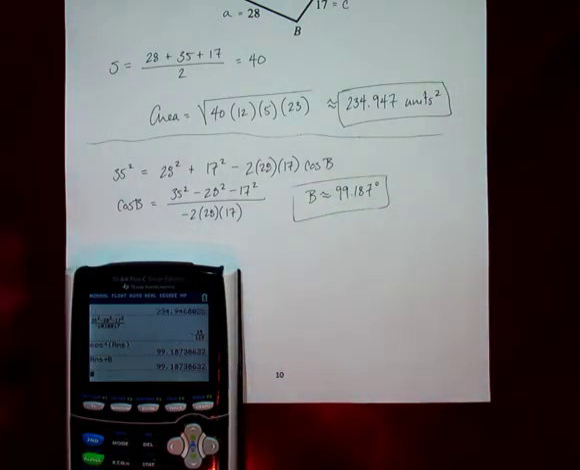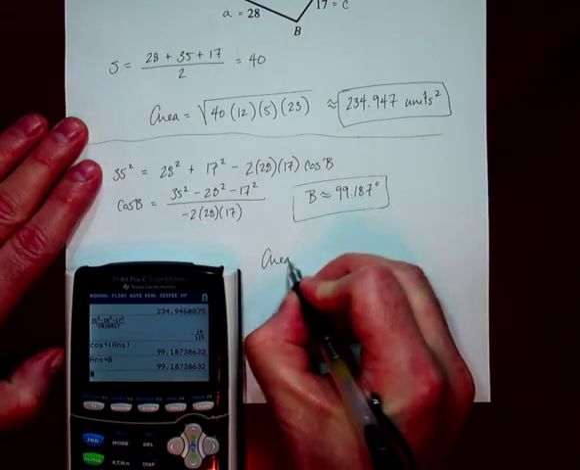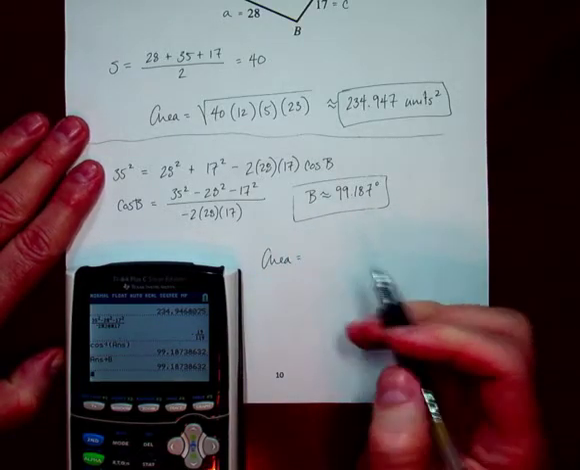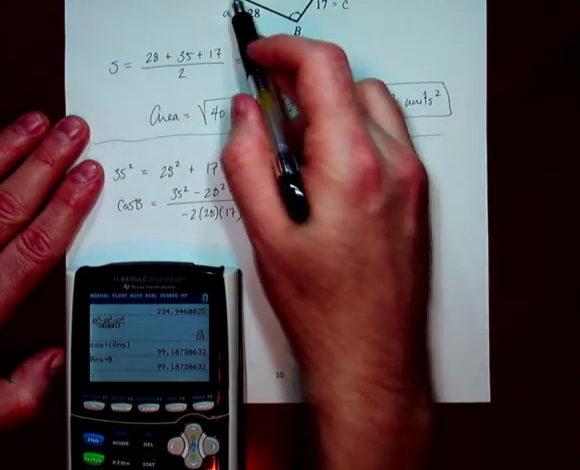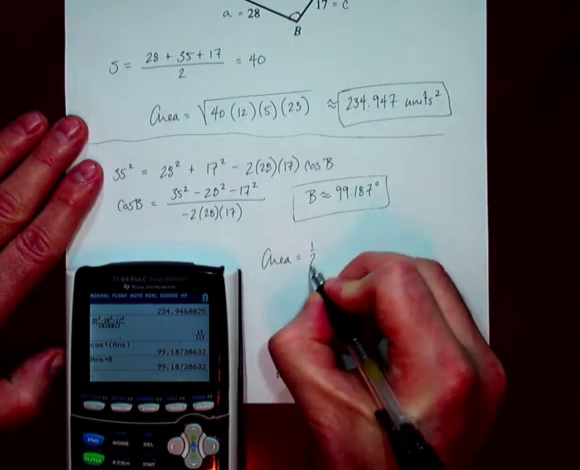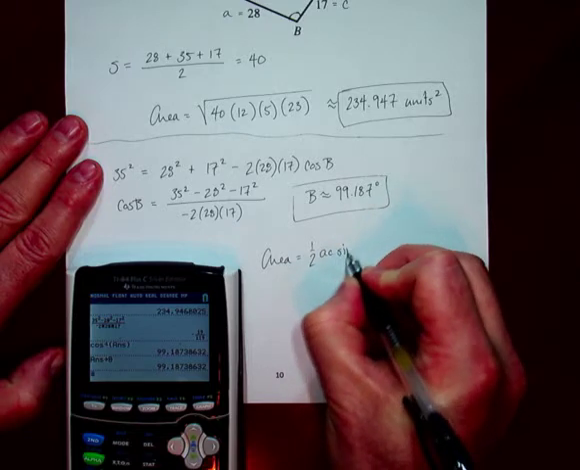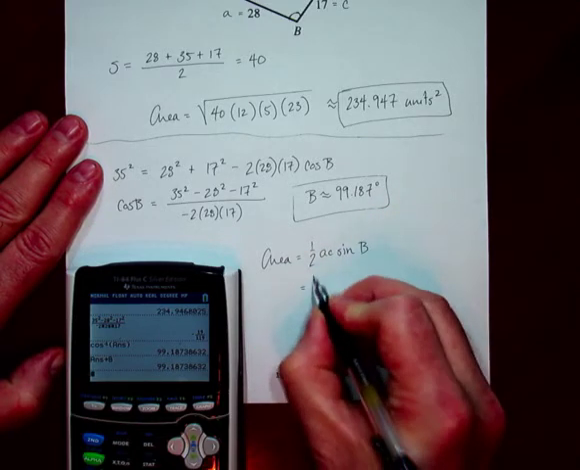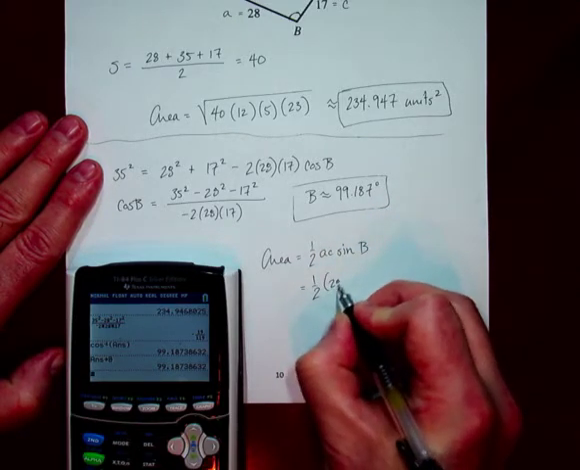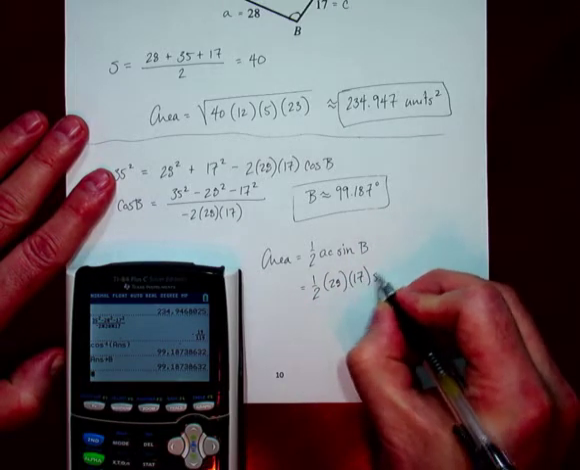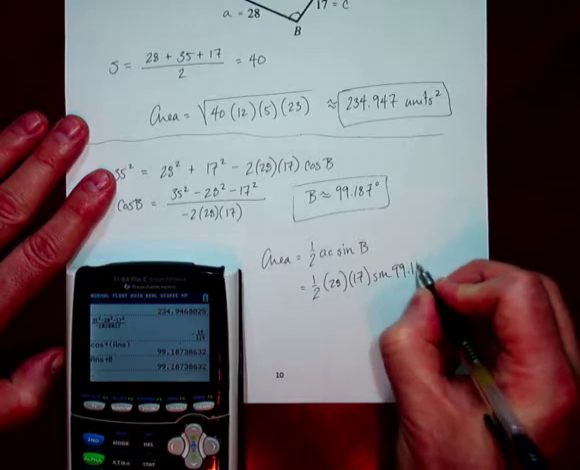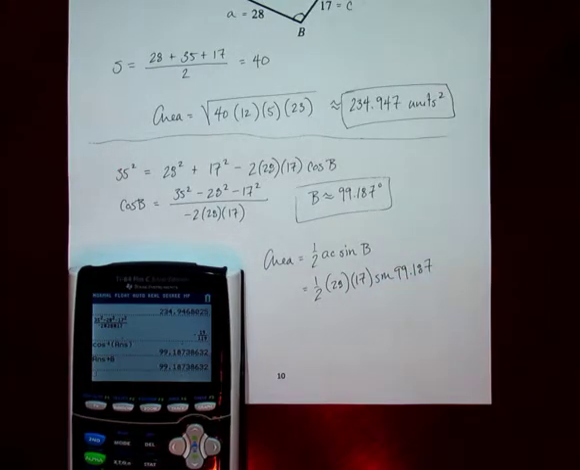Now, if that's my b value, let's go ahead and store that so that we have it in there. And I know that my area by the other formula should be, if we're using b right here, it should be these two sides, and it should be 1/2 ac sine b, which in this case is 1/2 times 28 times 17, and then sine of 99.187.